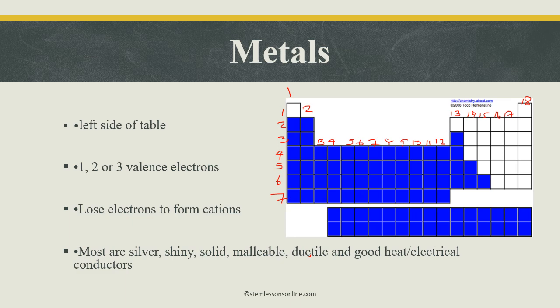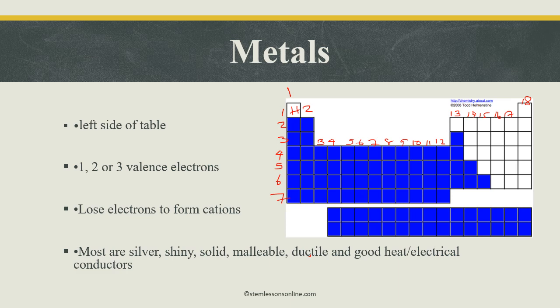Now this first group, this is not colored because that is hydrogen, which is actually a non-metal, but since it has one valence electron, we put it on this first group. So what is that valence electron? Each element in the first group will have one electron in the outer shell, so it has one valence electron.